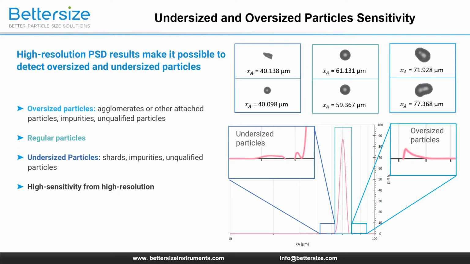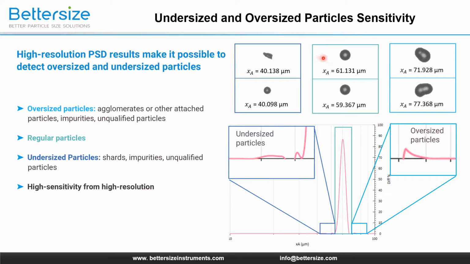The first benefit is the high resolution result. In a number distribution statistic, content differences as small as one particle will be faithfully presented with the PSD curve. In this way, oversized and undersized particle sensitivity is ensured. The smallest amounts of undersized particles or oversized particles can be detected and presented.